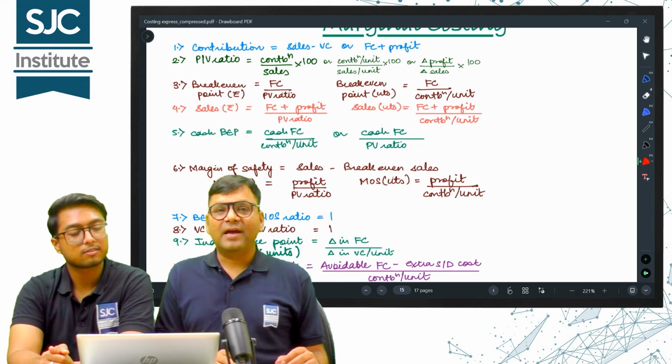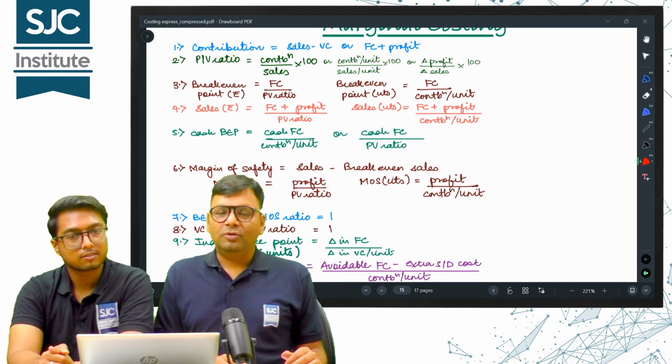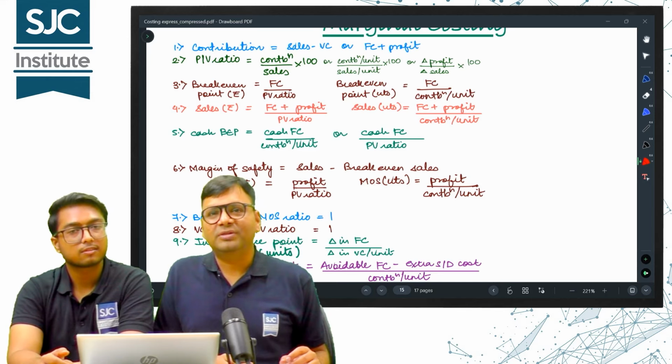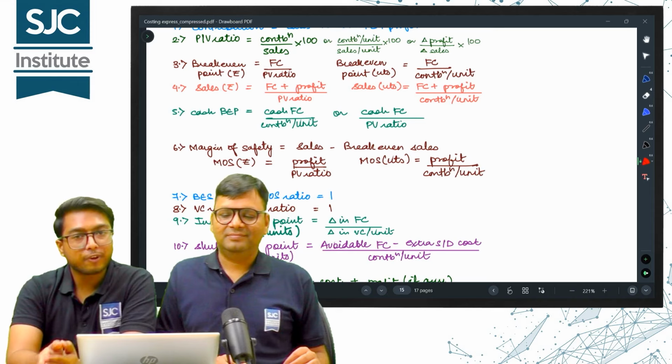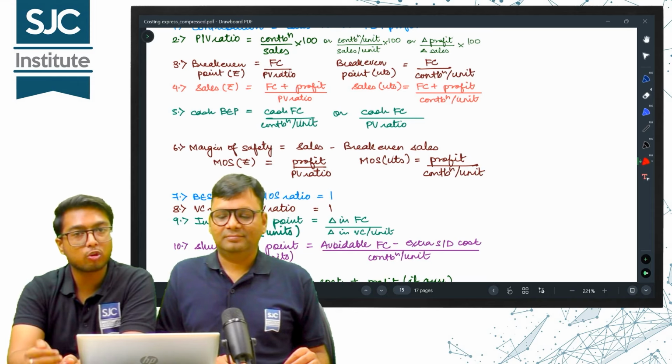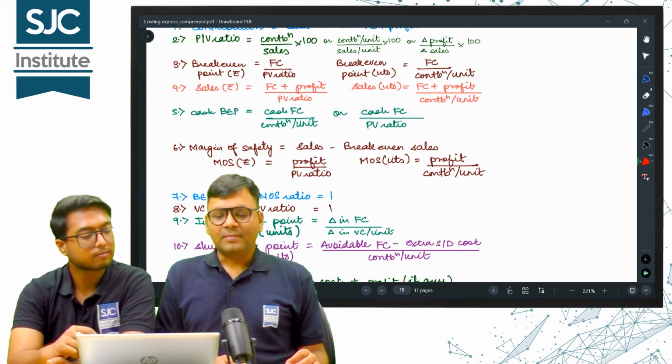Break-even sales are the sales where you earn no profit or no loss. Here, total contribution is equal to total fixed cost. Sales is equal to fixed cost plus profit upon PV ratio. Similarly, we divide by PV ratio, we get the amount in rupees. But when we need in units, we divide it by contribution. That is fixed cost plus profit divided by contribution per unit.